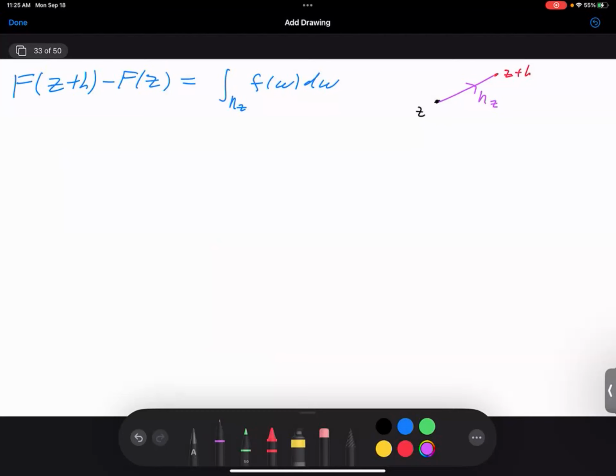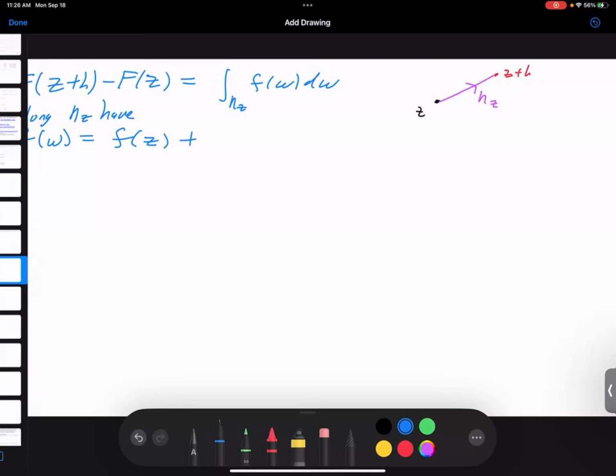Okay, well, if eta is the path from z to z plus h, and it's just the straight line and h is very small, then my function, my integrand, doesn't change that much. So what is f of w approximately equal to on eta? f of z. Good. Along eta of z, we have f of w is approximately f of z. Well, can we do a little bit better? How much is it off by? So what are we assuming about f?